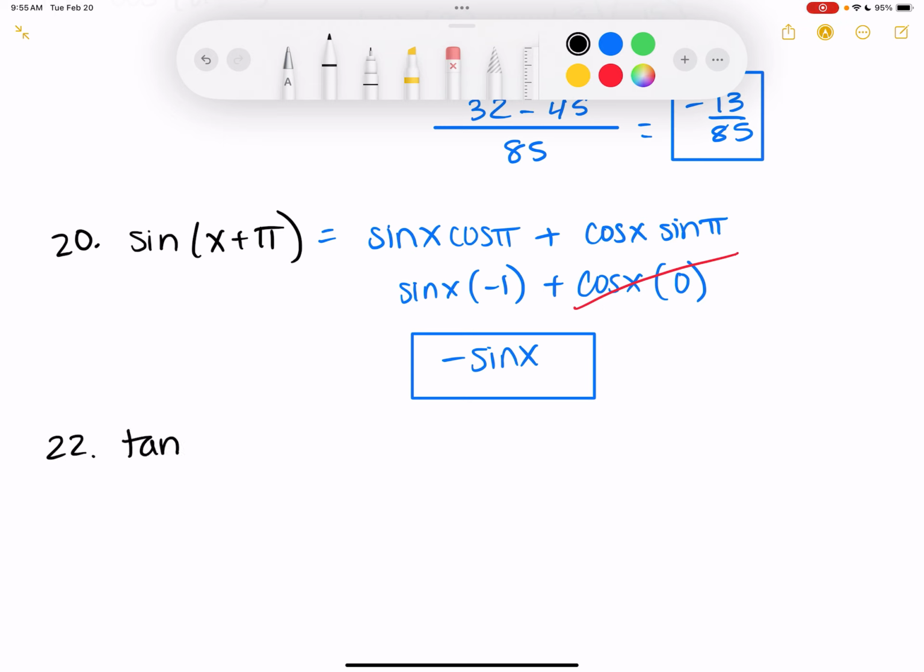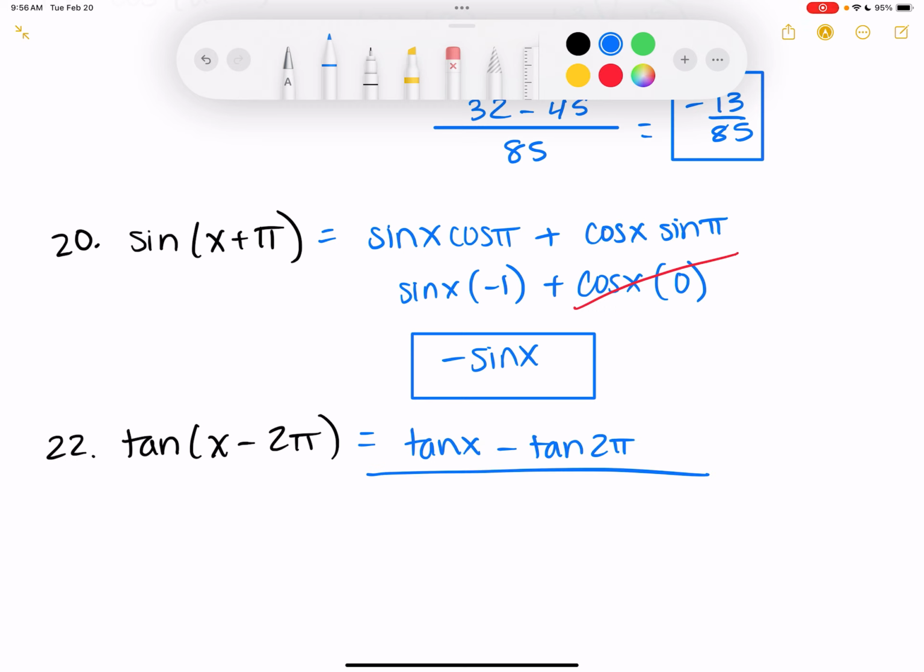22. Tangent of x minus 2 pi. So we've got tangent of x minus tangent of 2 pi over 1 minus tangent of x, or wait, plus. Opposite sign on the bottom, right? Yeah, opposite sign on the bottom. 1 plus tangent x times the tangent of 2 pi. What is the tangent of 2 pi? Zero.